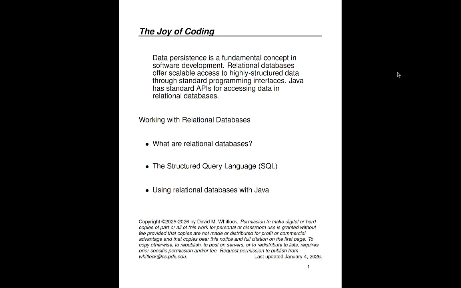Java has really good support for working with relational databases, and we'll learn about some of the APIs that Java provides for working with databases. But first, we're going to get some of the foundations of relational databases. We'll answer the question, what are relational databases all about? We'll also learn about SQL, the structured query language. And then we'll see how to use Java APIs to work with relational databases.